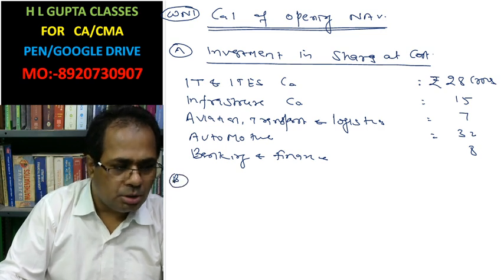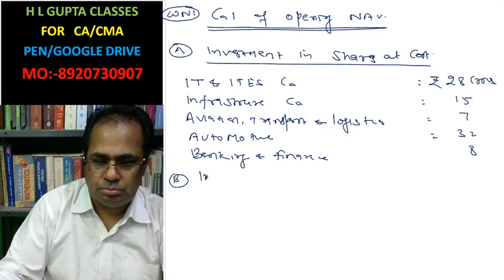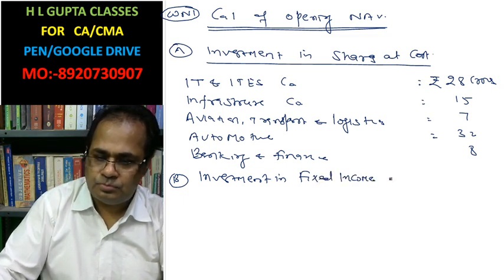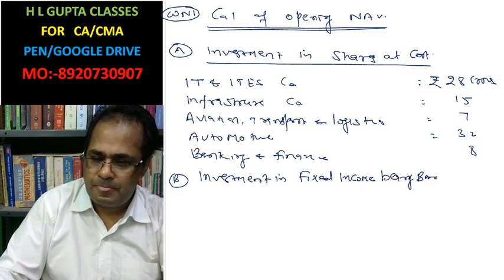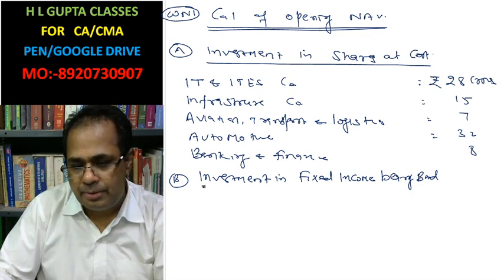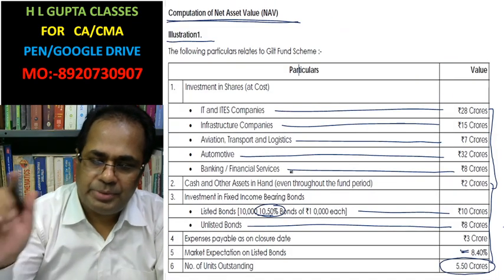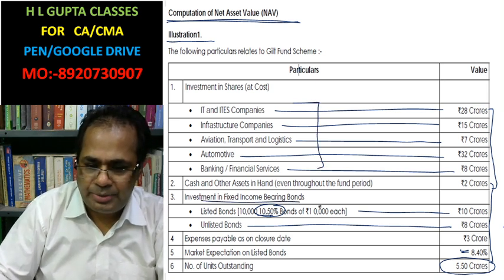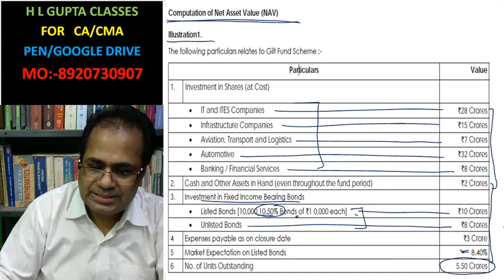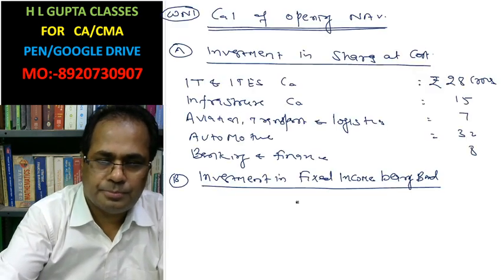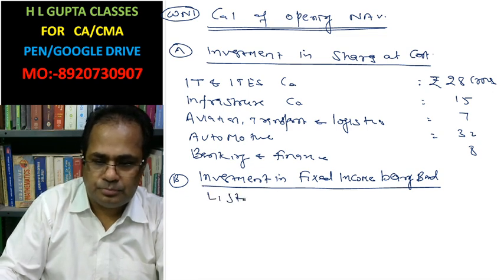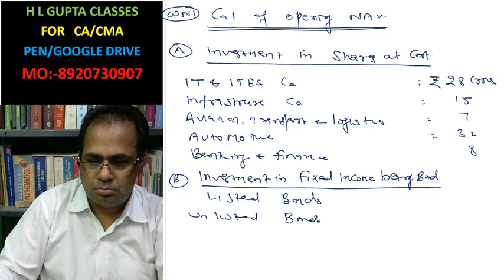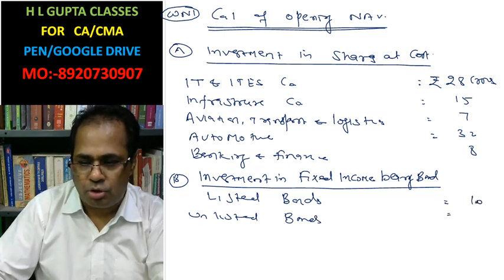Now in B part, investment in fixed income bearing bond. Look at it. Investment in fixed income bearing bond. What are the fixed income bearing bonds? These are the investment in equity, and these are investment in fixed income bearing bonds. These two: listed bonds and unlisted bonds. This is 10 crore and 8 crore.